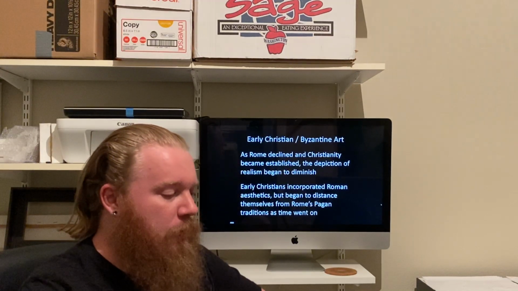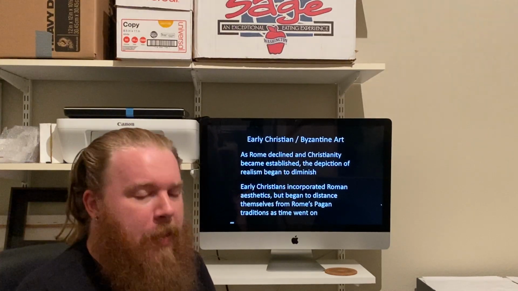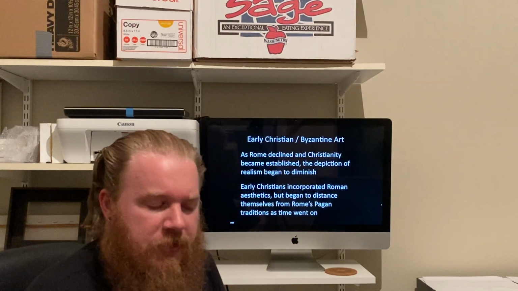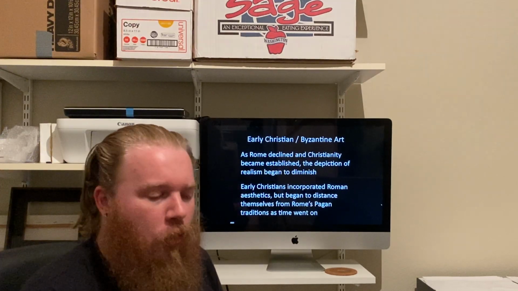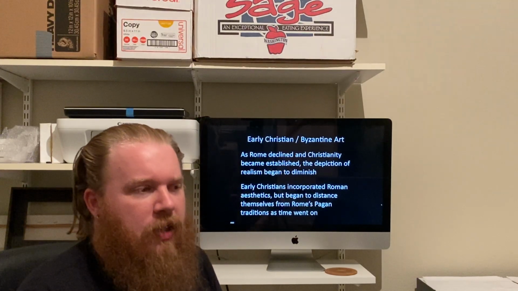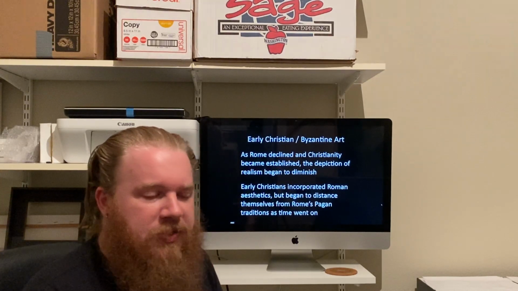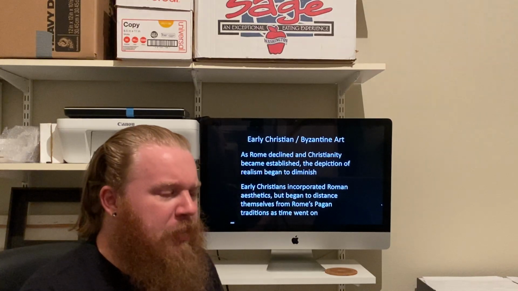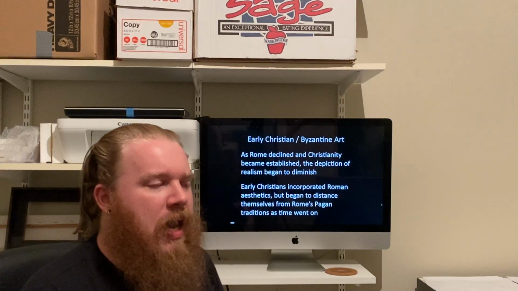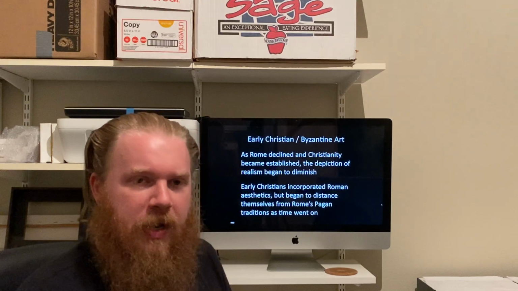Just to jump off, as Rome began to decline and Christianity became more established, the depiction of realism begins to diminish within the art world. And there are some major reasons for this. First and foremost, a lot of early Christian art during the Roman period, the late Roman period especially, is really beginning to reject a lot of the major trends within Roman society. And this is in part due to early Christians' persecution under the Roman Empire.